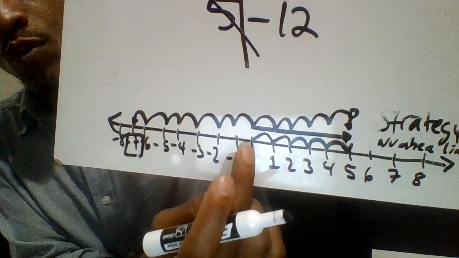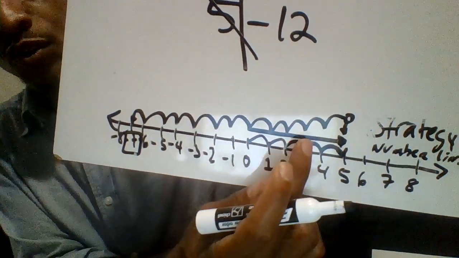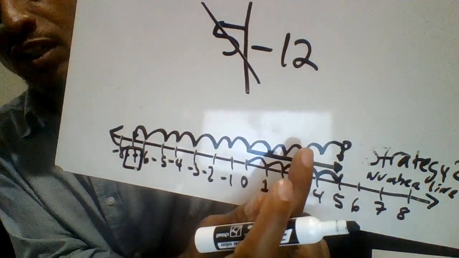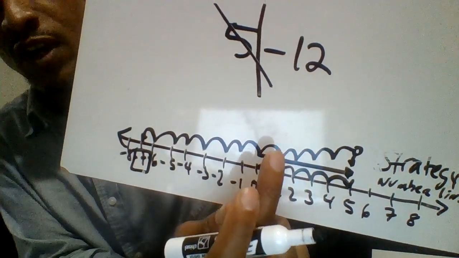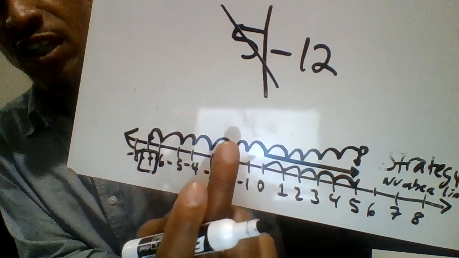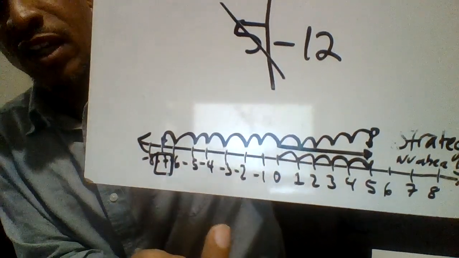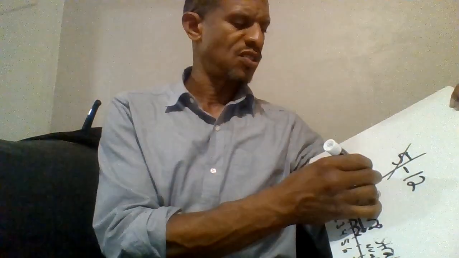So notice 0, 1, 2, 3, 4, 5, then -12: -1, -2, -3, -4, -5, -6, -7, -8, -9, -10, -11, -12. And a line of -7. So the resulting answer is still the same, -7. So that's one strategy. Second strategy you can apply when it comes to combining. So let's talk about another strategy.